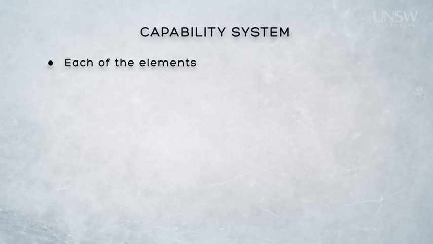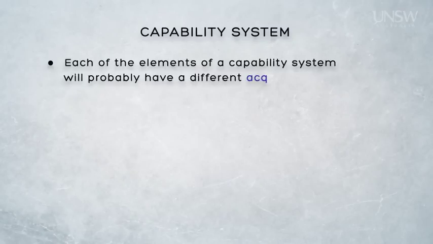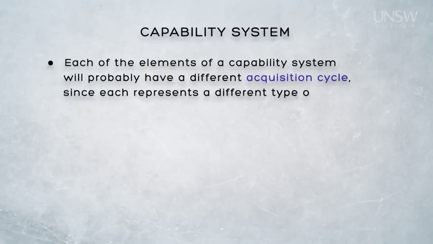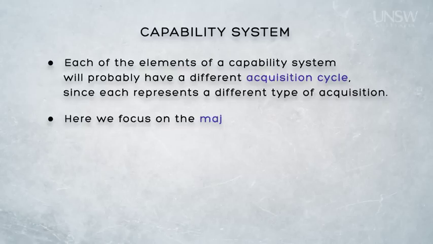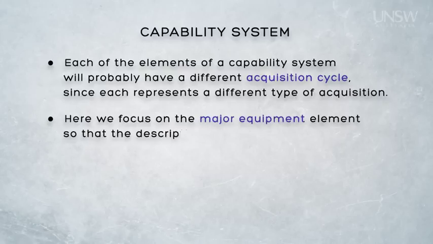Now, having acknowledged, therefore, that a capability system has a number of elements, it must also be recognised that each of those elements will probably have a different acquisition cycle. For example, people will be acquired in a different manner to that in which the major system was developed. And each element of the capability may even be acquired by a different acquisition element of the organisation. Consequently, joining all these subsystems together into a system is actually a complicated effort.